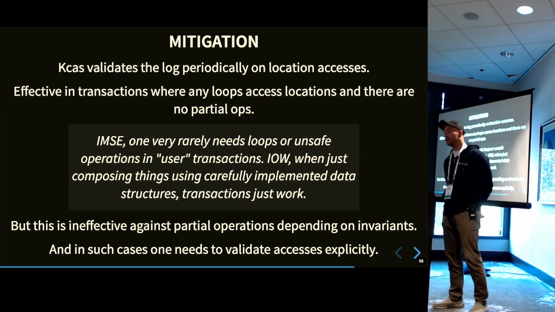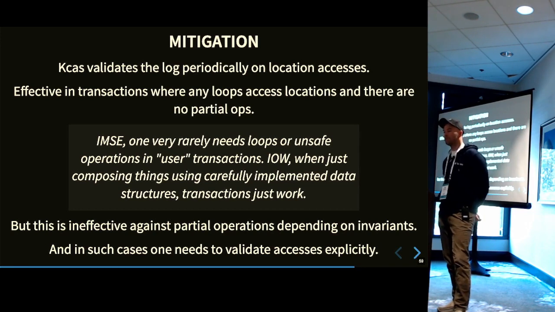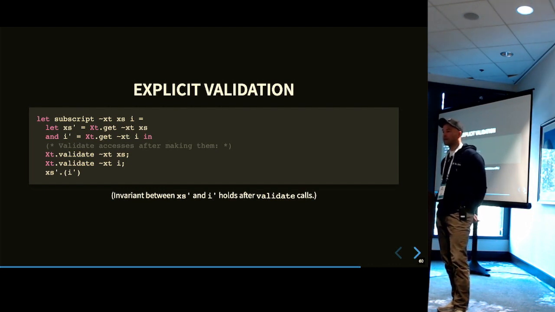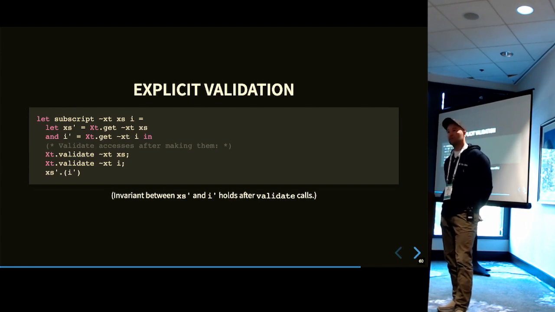Unfortunately, periodic validation is not effective against problems caused by partial operations relying on invariants between multiple locations. For those cases, kcas provides an explicit validation mechanism that allows one to validate that locations recorded in the transaction log have not been updated outside of the transaction, which ensures that any invariants between such locations will hold.